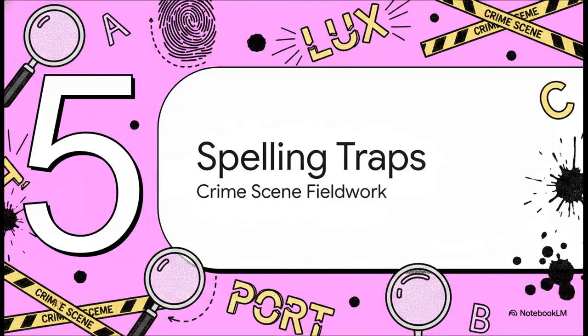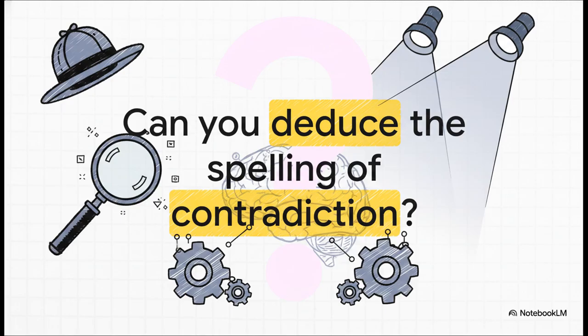Section 5. Crime Scene Spelling Traps. All right, it's time for some field work. Let's investigate a few common spelling crime scenes pulled directly from our mock spelling bee files. I want you to put your detective hat on and pause for a second. Imagine you're right there, under the bright lights of the stage. It's totally quiet. The pronouncer gives you the word contradiction. How would you spell it using our forensic toolkit?